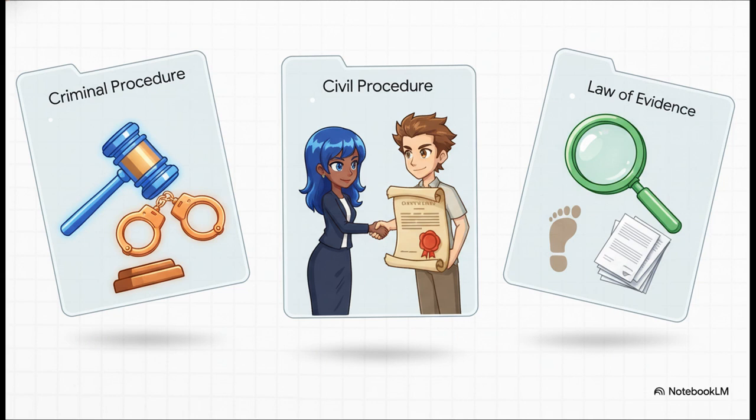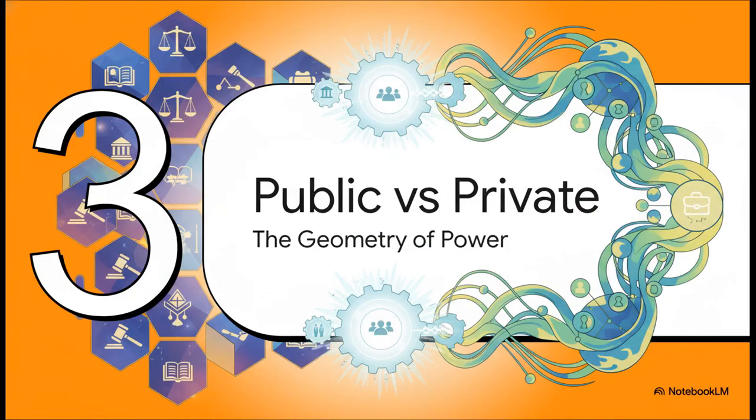So, what does this procedural instruction manual actually look like? Well, it's generally chopped up into three main sections. First, you have the law of criminal procedure, which dictates how the state prosecutes a suspect, how bail works, sentencing, the whole shebang. Second is the law of civil procedure, which lays out the exact steps for handling private disputes, like how you properly serve a summons on a defendant. And third, the law of evidence, which very strictly controls exactly how facts have to be presented and proven inside a court of law. All right, Section 3, Public versus Private Law, the geometry of power.